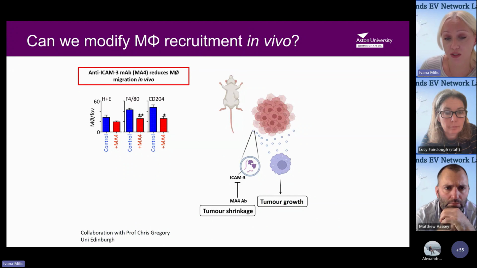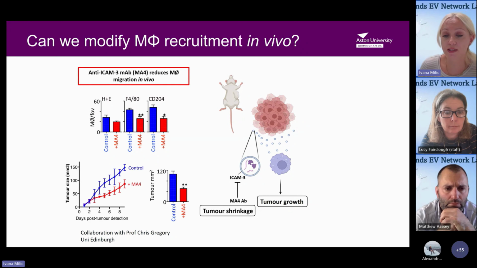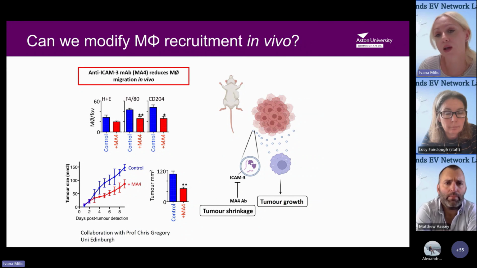So ICAM3 on the EVs was blocked. The tumor has stopped growing as aggressively. And when we look at the tumor size, we can see that there is a significant reduction in the tumor size compared to the mice that have been injected with an isotype control.